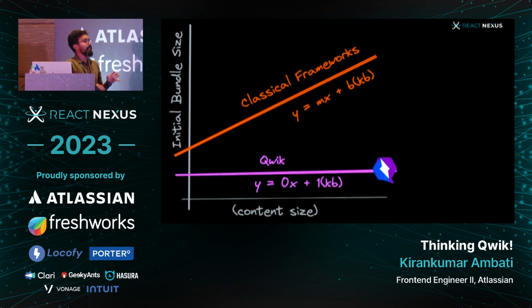This is an interesting graph. If you observe, classical frameworks follow a linear correlation with the content on the page. The more content you keep adding to the page, the bigger the bundle gets. But with Qwik.js or any other resumable framework, it follows constant space. Qwik.js claims to be an O(1) framework. What that means is the amount of JS downloaded on page load is always constant. That is just the 1 KB we saw earlier.